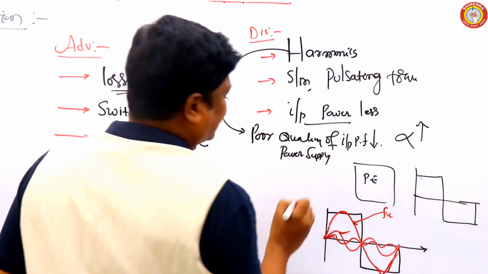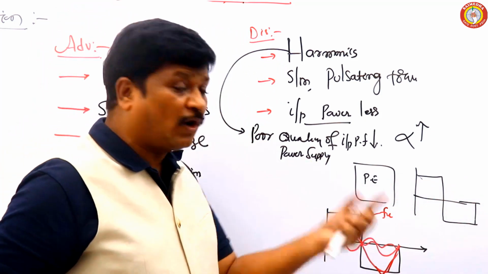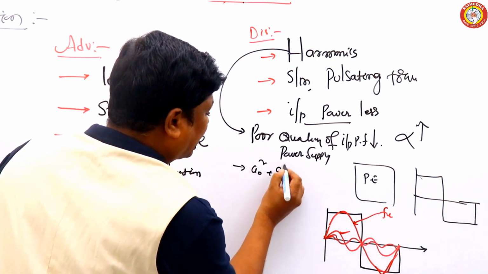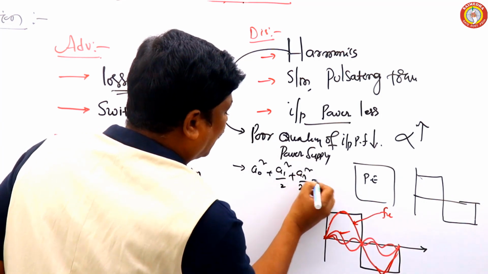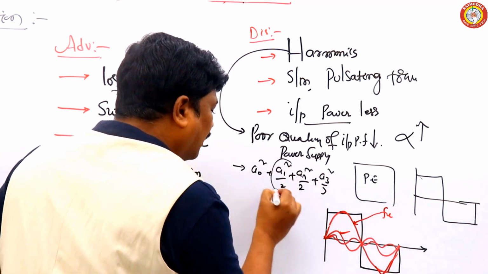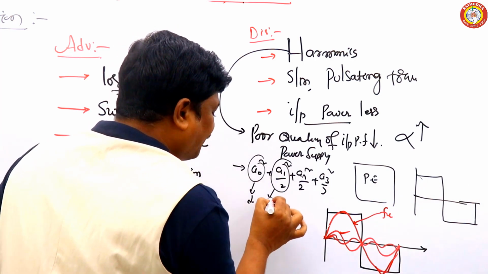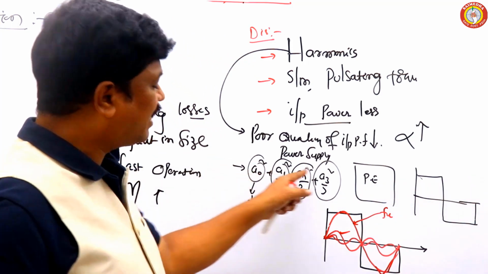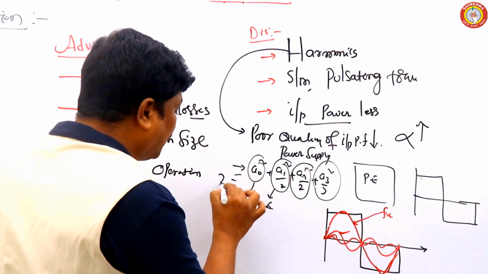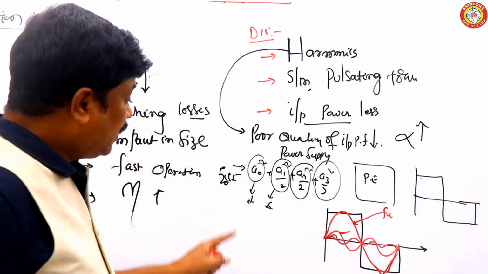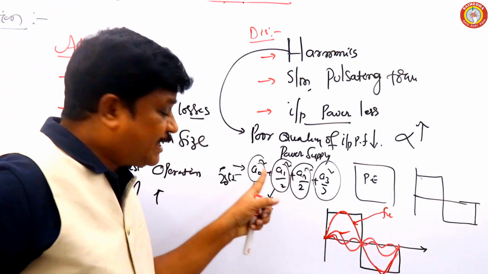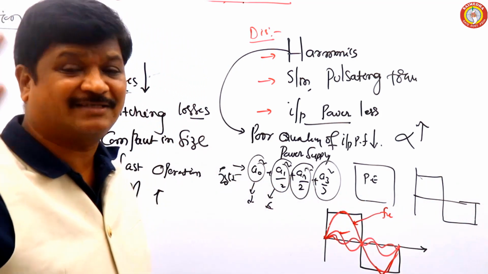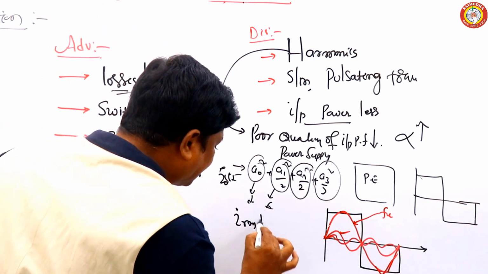Because harmonics are present, what does your resultant waveform consist of? The resultant is A0 square plus A1 square by 2 plus A2 square by 2 plus A3 square by 2. This is a DC signal, this is the fundamental quantity, this is the second harmonic component, this is the third harmonic component. Like that, a number of components are involved. Your resultant current may be obtained like this, I0 of t. You need only A1 square by 2, but you got a DC component and other components. What happens? Your resultant RMS value of current will increase. The I RMS value will increase.